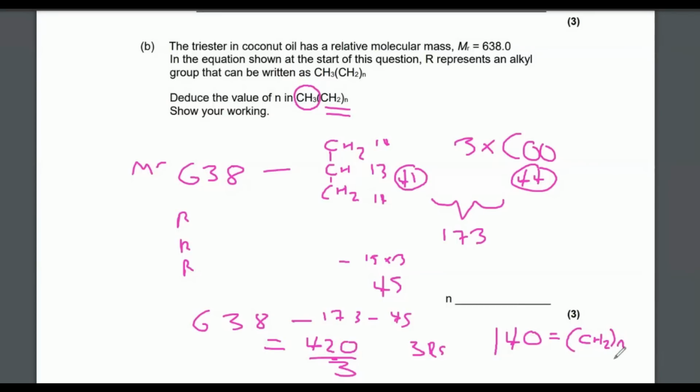Now I need to work out what N is. Let's add up how many CH2s go into 140. Well, CH2, carbon's 12, hydrogen's 2, because one hydrogen atom is 1 AR, so total of 14. So divide 140 by 14 and we'll get 10. So N is 10. There are 10 CH2s in each R group. So N is 10. Hope that helps.